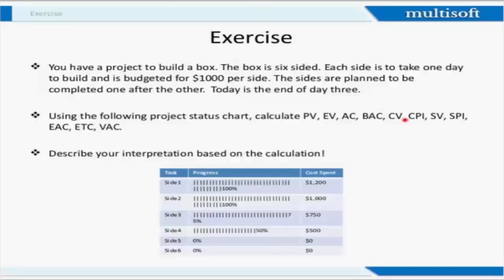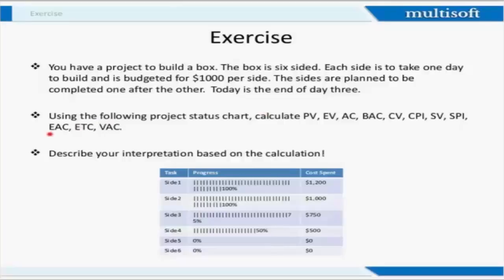Then cost variance: minus 100... minus 900. Cost performance index: 94.94. Then schedule variance. Just make a note of all this. We will check the answers. Schedule performance index: 1.083.